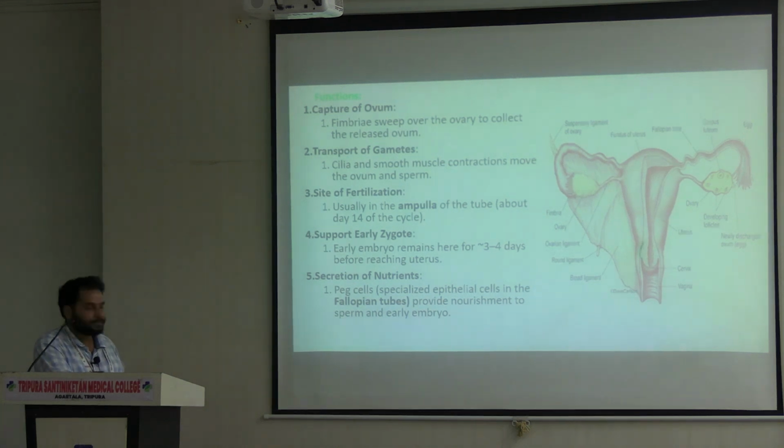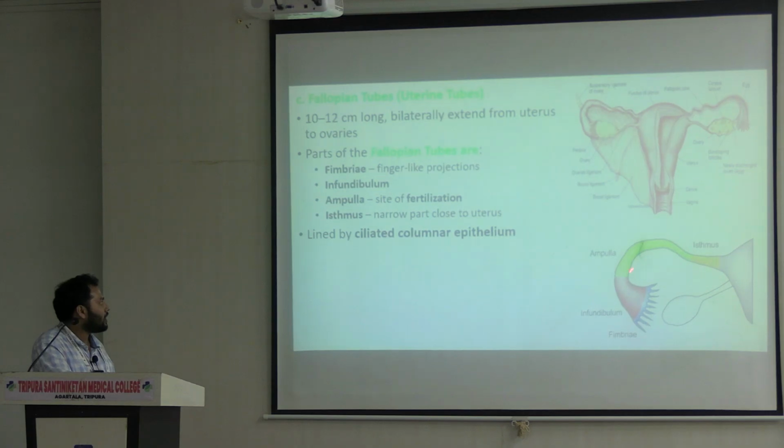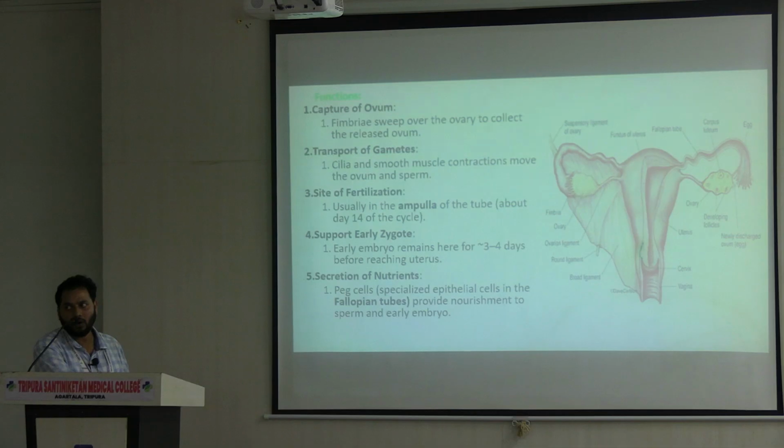fertilization takes place. So what is the site of fertilization? It is usually the ampullary region. This is the region where fertilization takes place, right? And the most important thing here is that the release of the mature ovum basically occurs during the 14th day of a menstrual cycle.